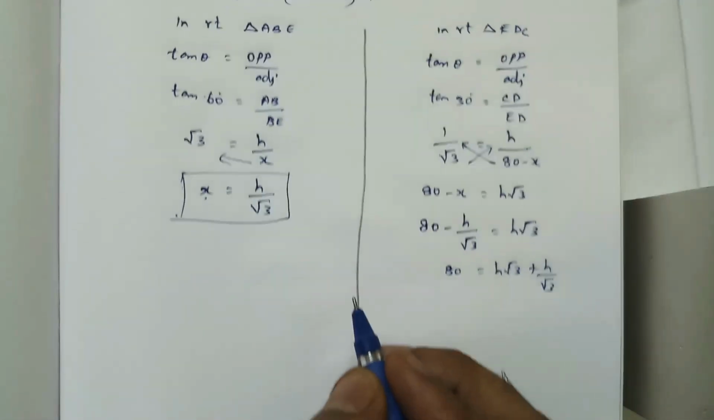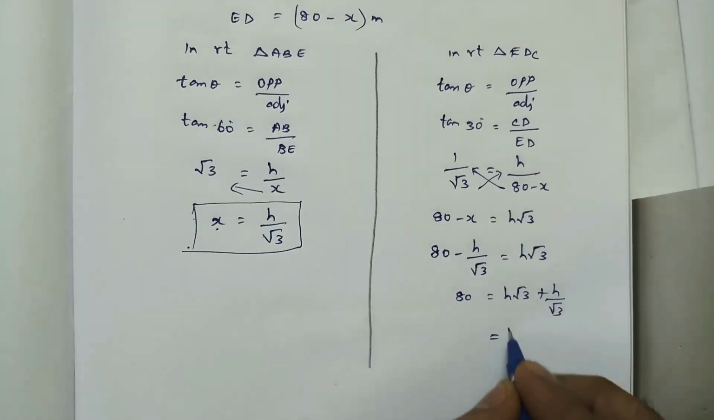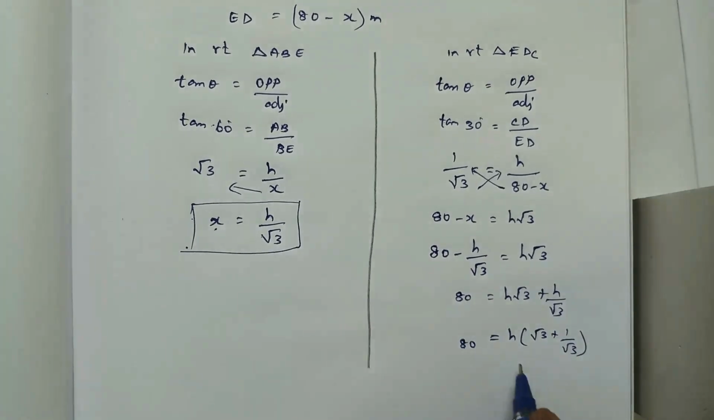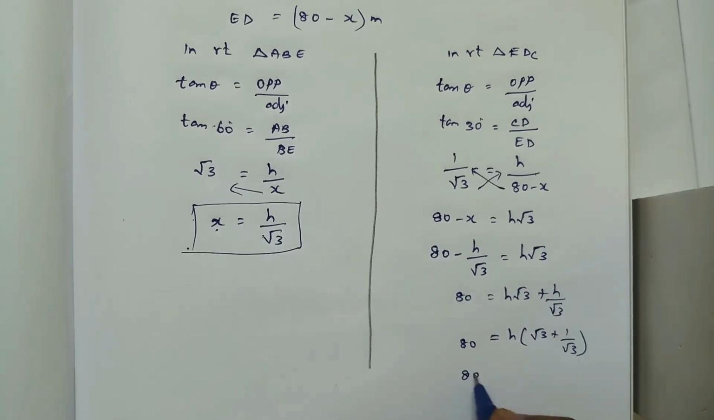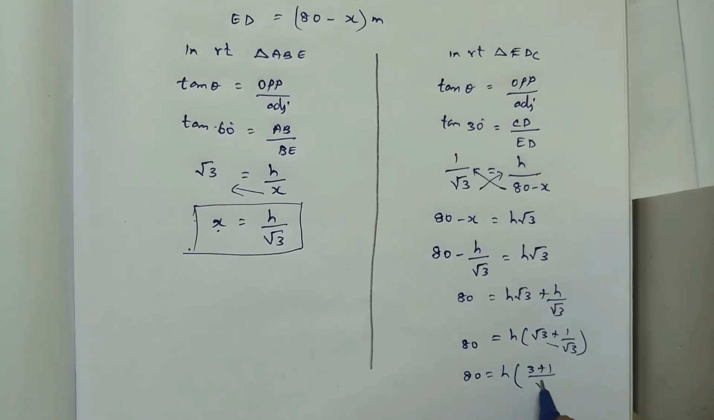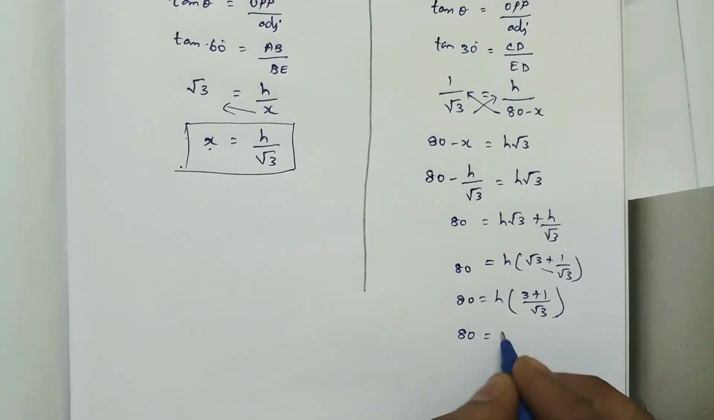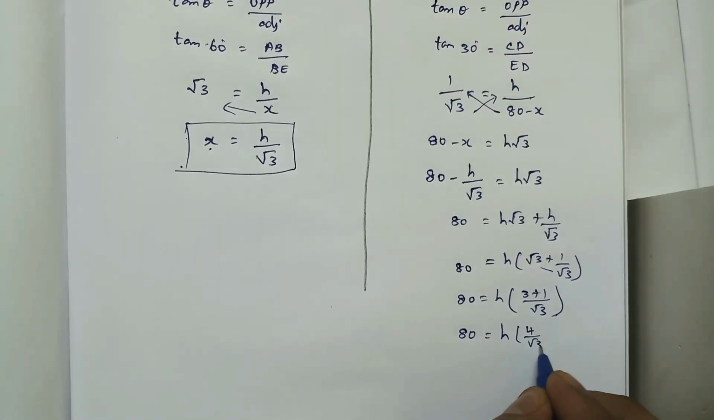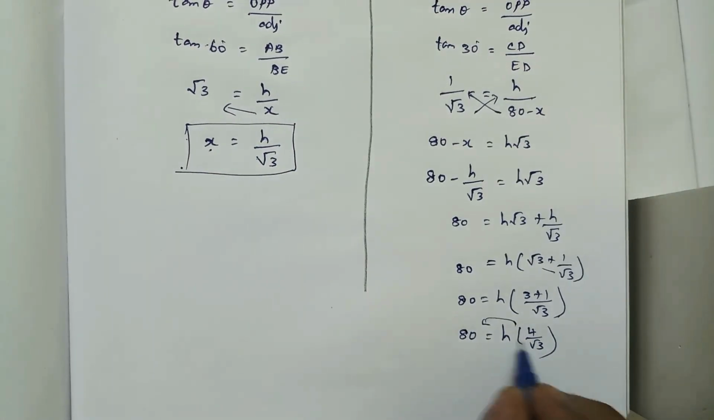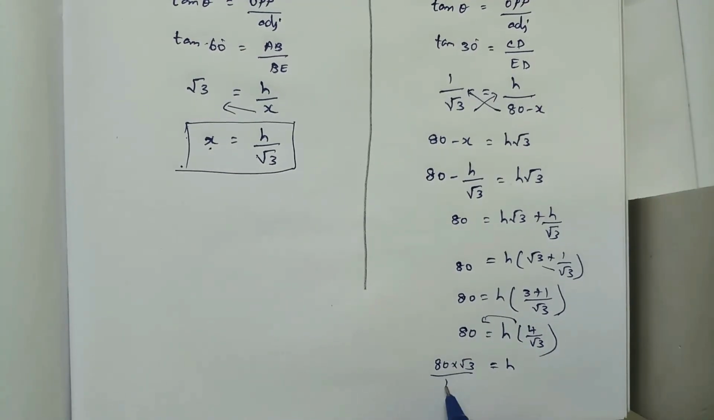Taking the H commonly outside, right? Simplification. H commonly outside, H into root 3 plus 1 by root 3 is equal to 80. Simplify. 80 is equal to H into, cross multiply, root 3 into root 3 plus 1 divided by root 3. It is equal to 80 is equal to H into 4 divided by root 3. Just bring this 4 by root 3 to the LHS, right? Then numerator goes to denominator, denominator goes to numerator. This H is equal to 80 into root 3 divided by 4.